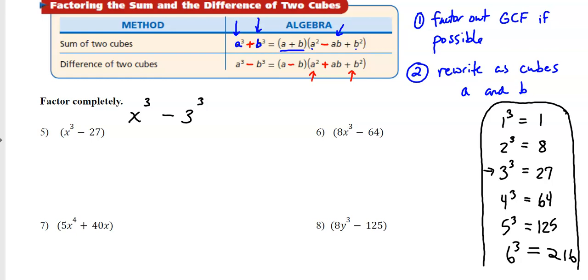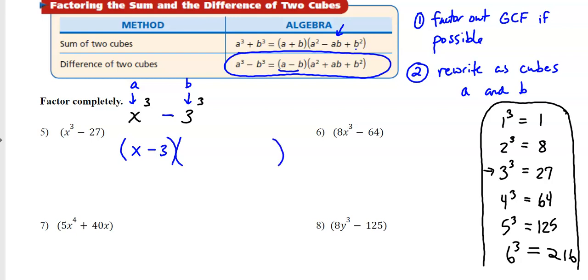So now when you're thinking about this, x is my a, and 3 is my b. So I'm going to use this format up above, this little chart. And I know I'm going to follow this pattern because it's subtraction. So I'm just going to put the a's and the b's in the right places. So the first parenthesis should be a minus b. So in this case, it's just going to be x minus 3.